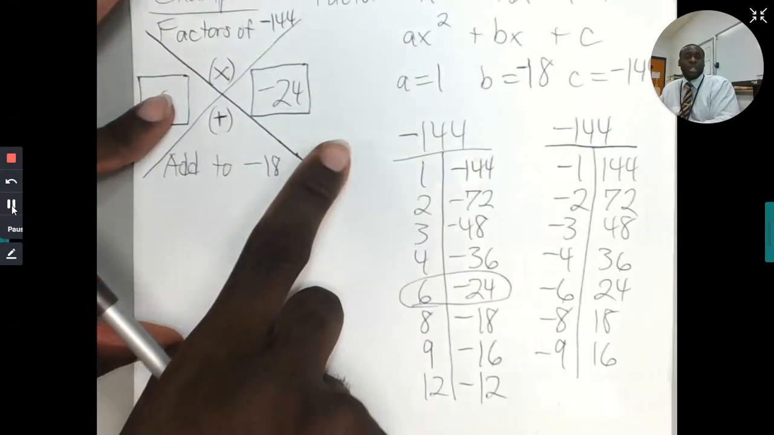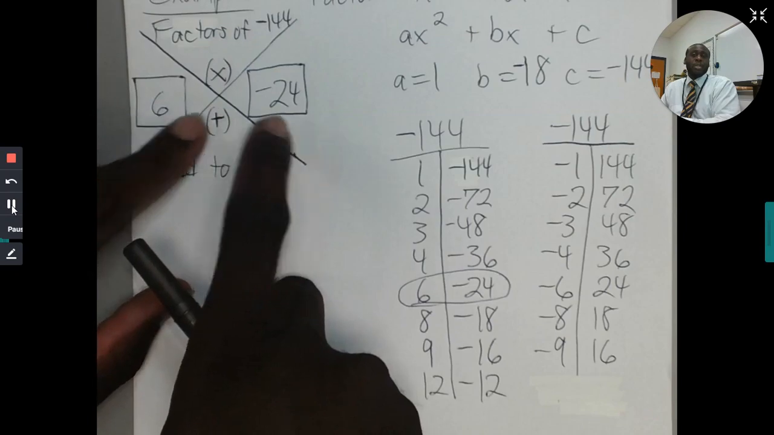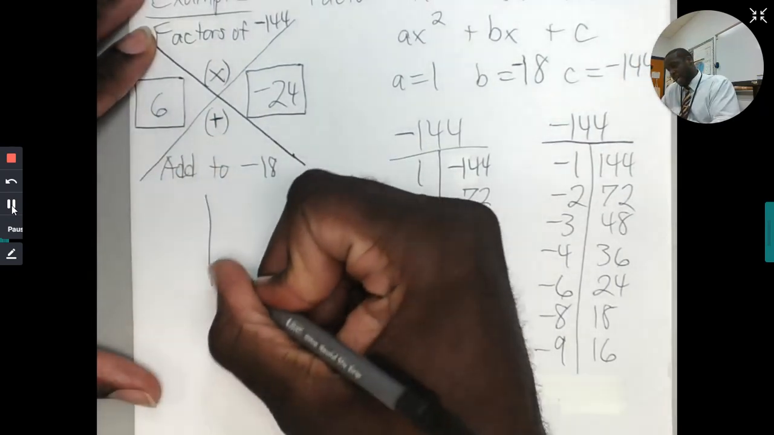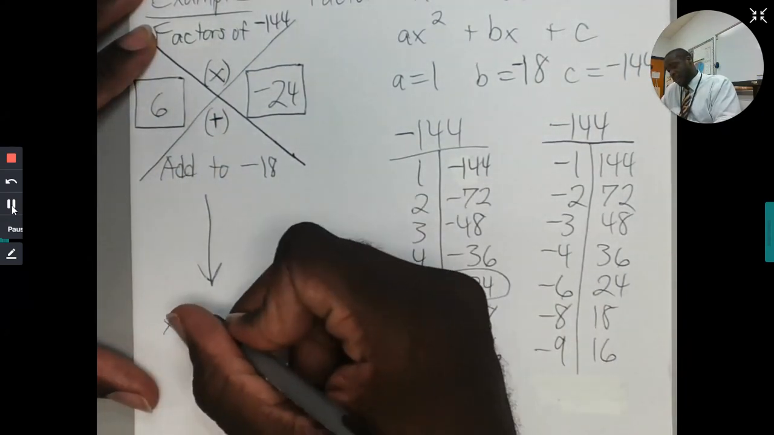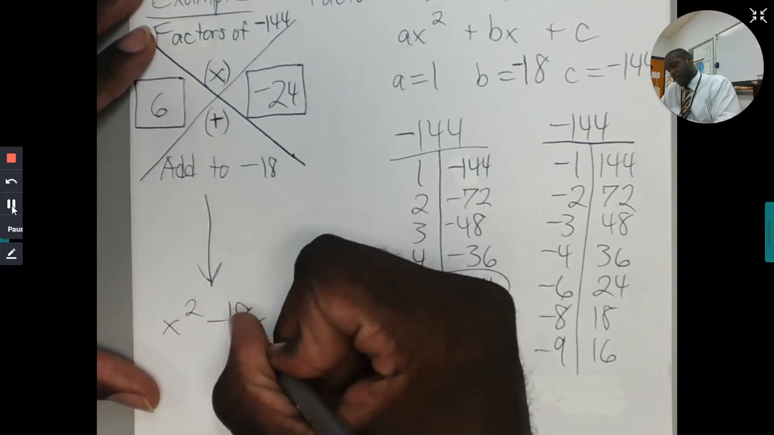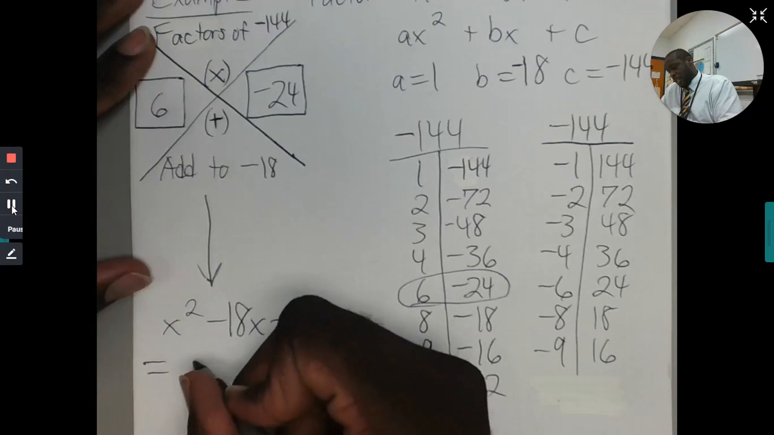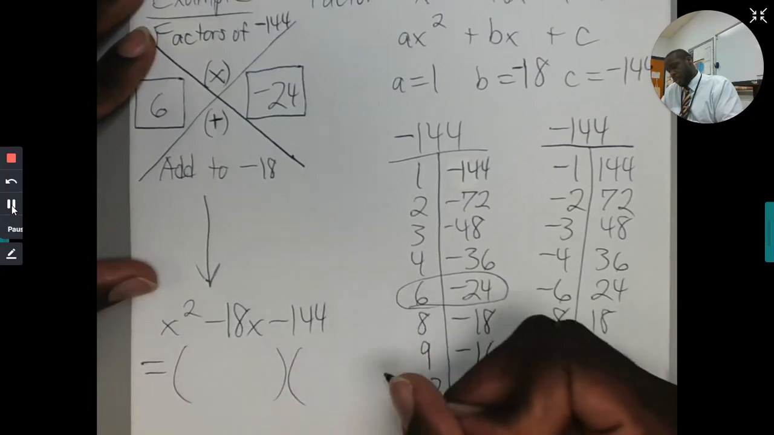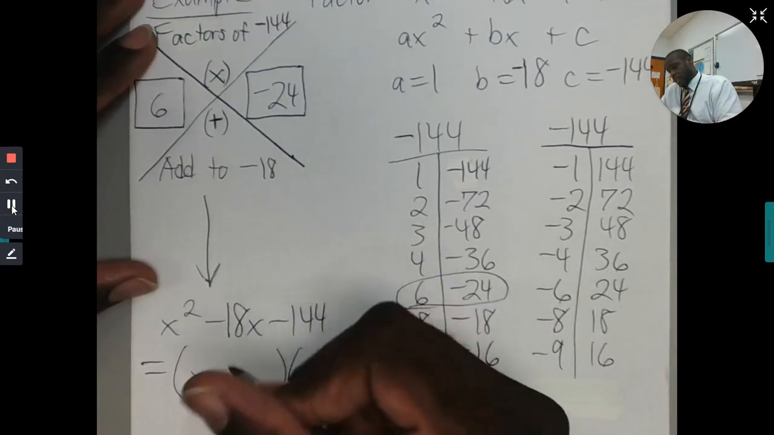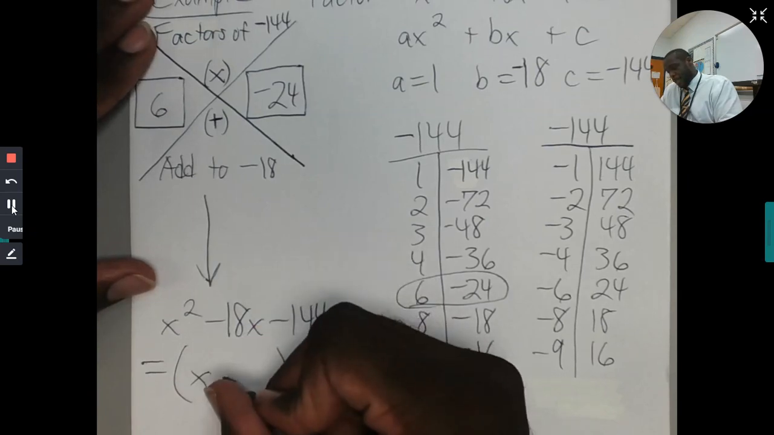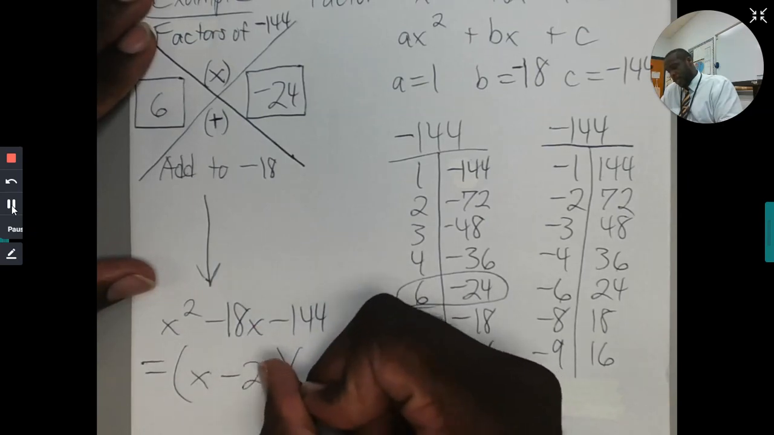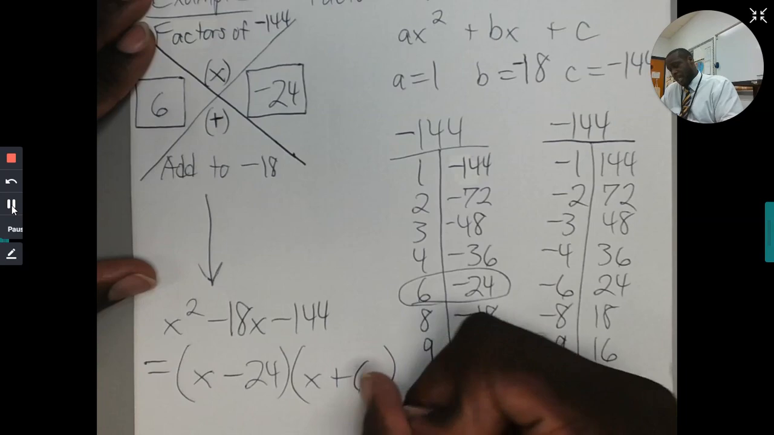Again, folks, it does not matter which order you put these two numbers in. And then when we get ready to write out our two factors of our quadratic trinomial, this is equal to x minus 24 and x plus 6.